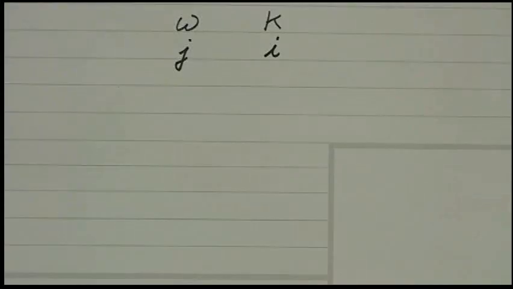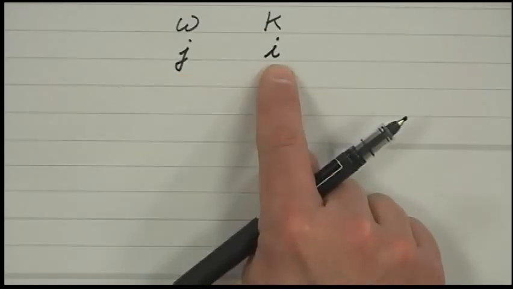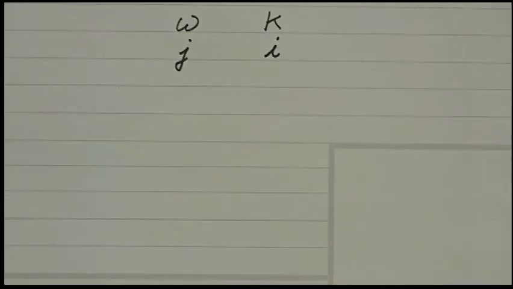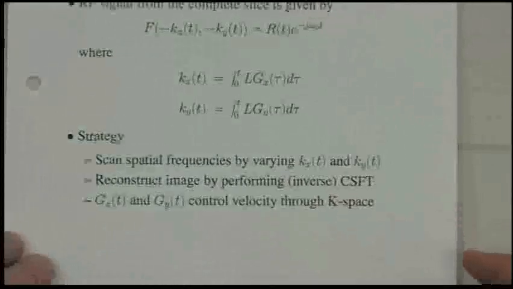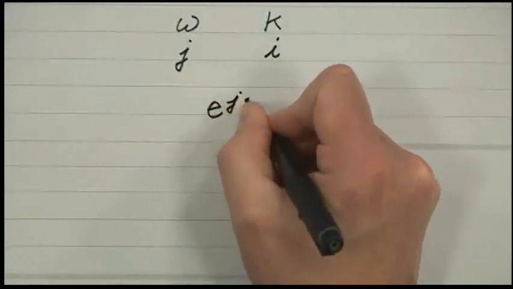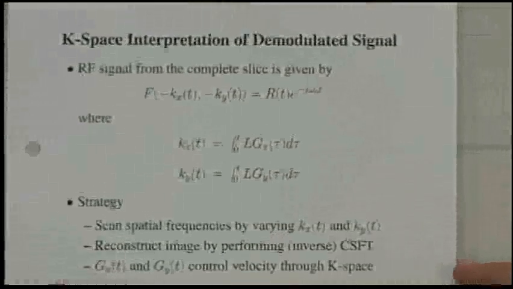Excuse me? Until I came to ECE. Oh, you always used i? Yeah. You know why electrical engineers use j? Because i is current. It's obvious, right? But you can tell I'm an electrical engineer because I always write e to the j omega, right? There's certain things you just can't change about a person. What are you going to do?